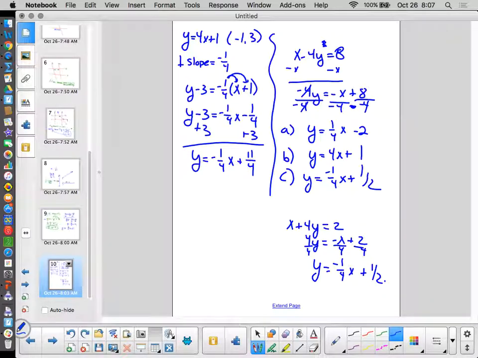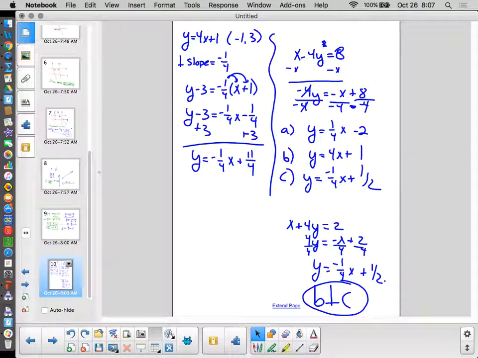Now, are A and C parallel? No, positive 1/4, negative 1/4. Signs matter. Okay? Are B and C perpendicular? Yes, they are. That's the only conclusion I can make here. A is not parallel or perpendicular to B. A is not parallel or perpendicular to C. B is perpendicular to C. But we have to get all three equations in the same format before we can compare. All right. That's what's going to be on your test tomorrow.